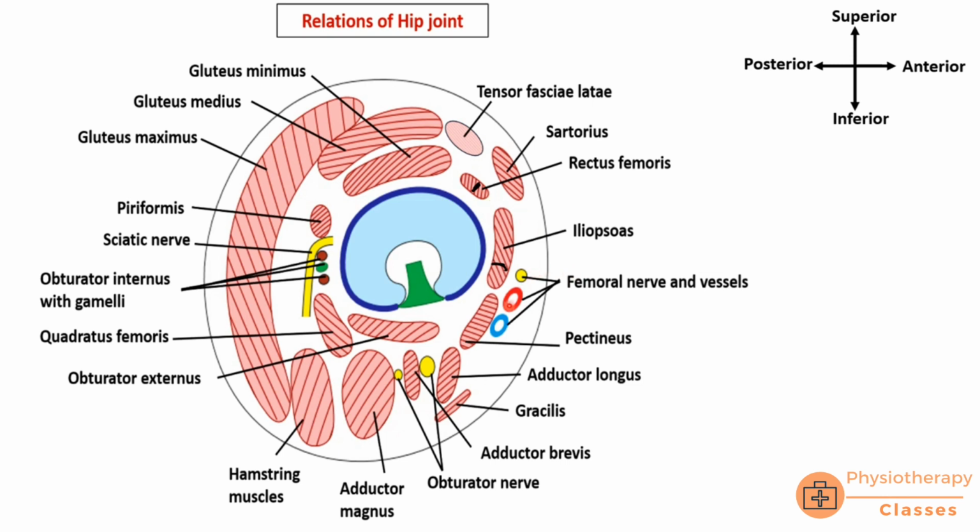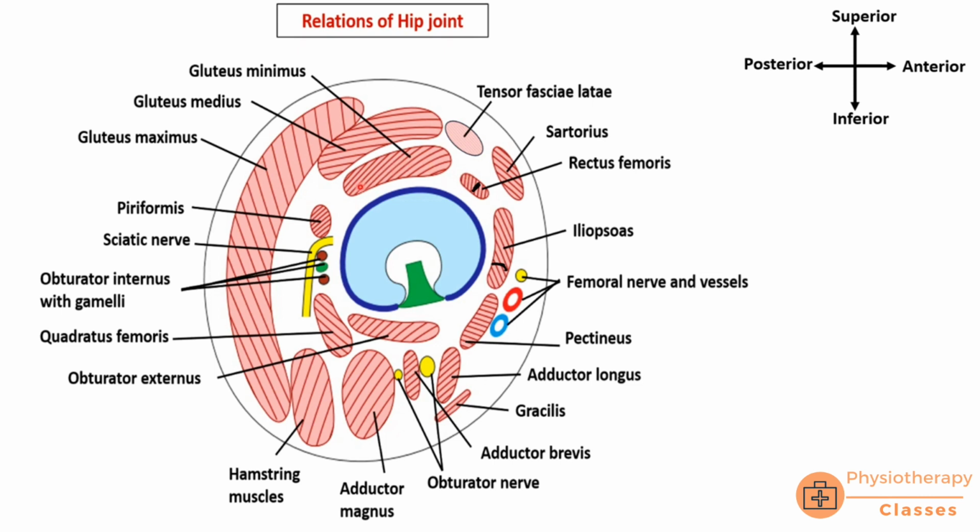And which vessels will be present anterior to the muscles, iliopsoas muscle and pectineus? These are the femoral vessels and the femoral nerve. Now let us look at the superior relations of this. So here again we have this rectus femoris, but which part now? The reflected part, which takes origin from the bone just above the acetabular margin. So that is the reflected head, that will come in relation here.